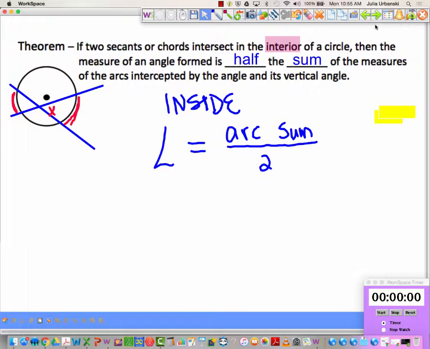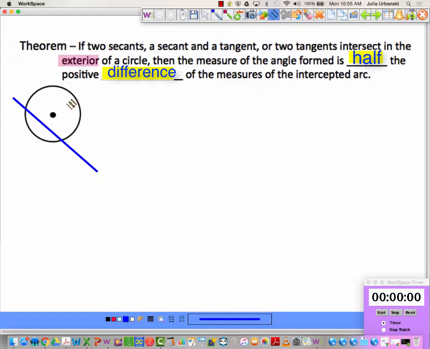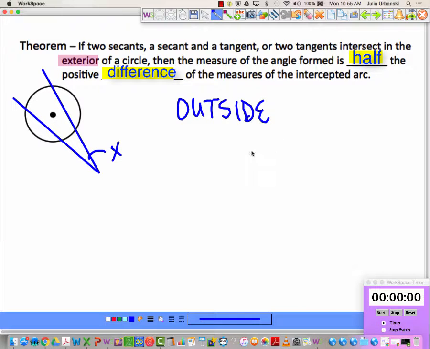Anyone still writing? The last situation is one where it says that they meet outside of the circle. So let's draw 2 secants that meet outside of the circle. The situation changes. When it looks like this and you're trying to find angle x right here, what's the rule this time? That's when they're on the inside, you add the arcs together. You subtract. Good. Subtract and divide by 2.